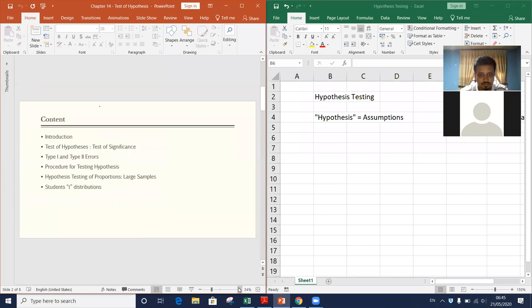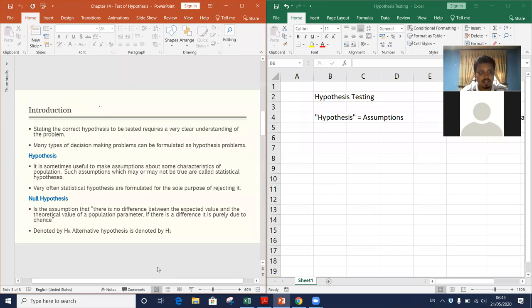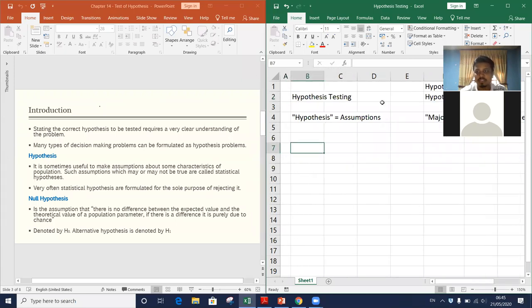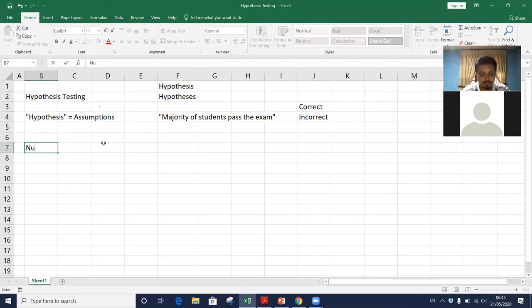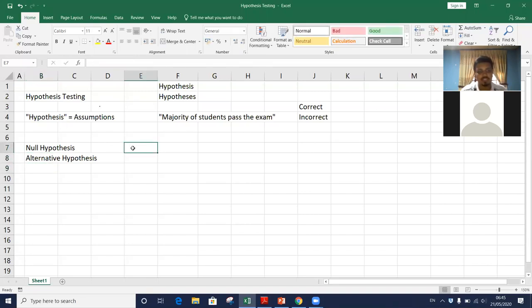Right here, there are some terms you should be familiar with, right? First thing is null hypothesis and alternative hypothesis. Null hypothesis we denote by H naught. And alternative hypothesis we can represent by H1.